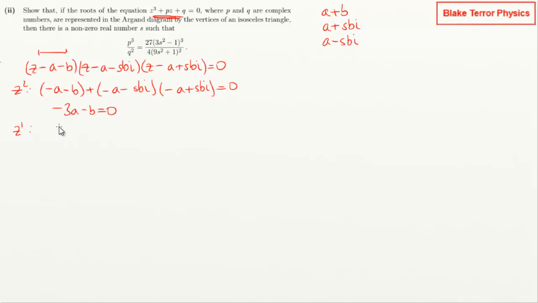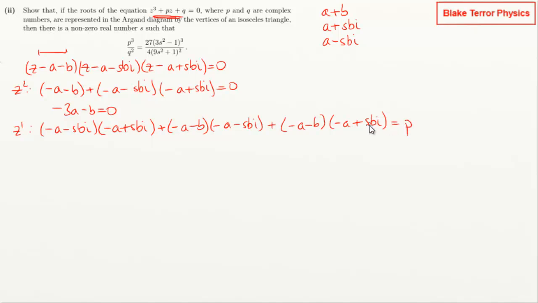So we're going to have 3 pairs multiplied together. So minus a minus sbi, and then minus a plus sbi, and then a minus b. I probably could have left out a lot of these minus signs actually, but it doesn't really make that much difference. What have I not done? The plus sbi, and that is equal to p.